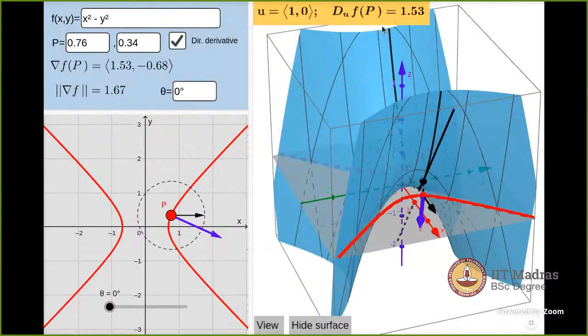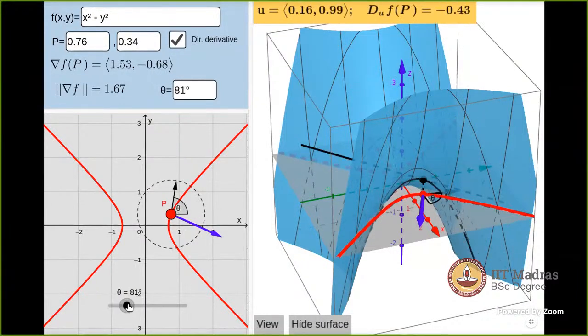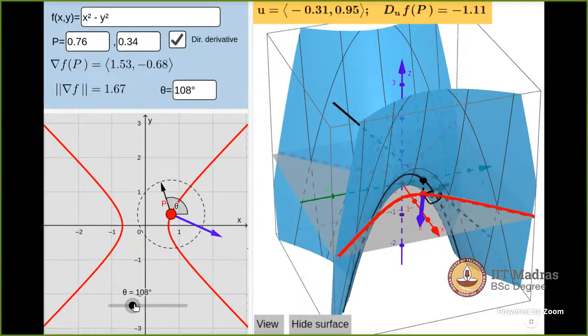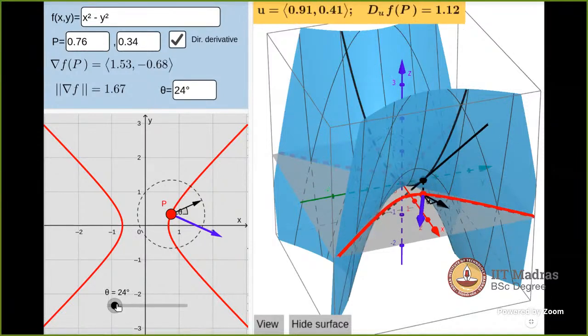Now what does gradient descent say? Gradient descent says when it is along the direction of this gradient vector, then it is maximum, and when it is in the opposite direction of the gradient vector, then it is minimum, right? That is what is being said. If we change this vector, you see the directional derivative will change, correct? At some point it will reach maximum.